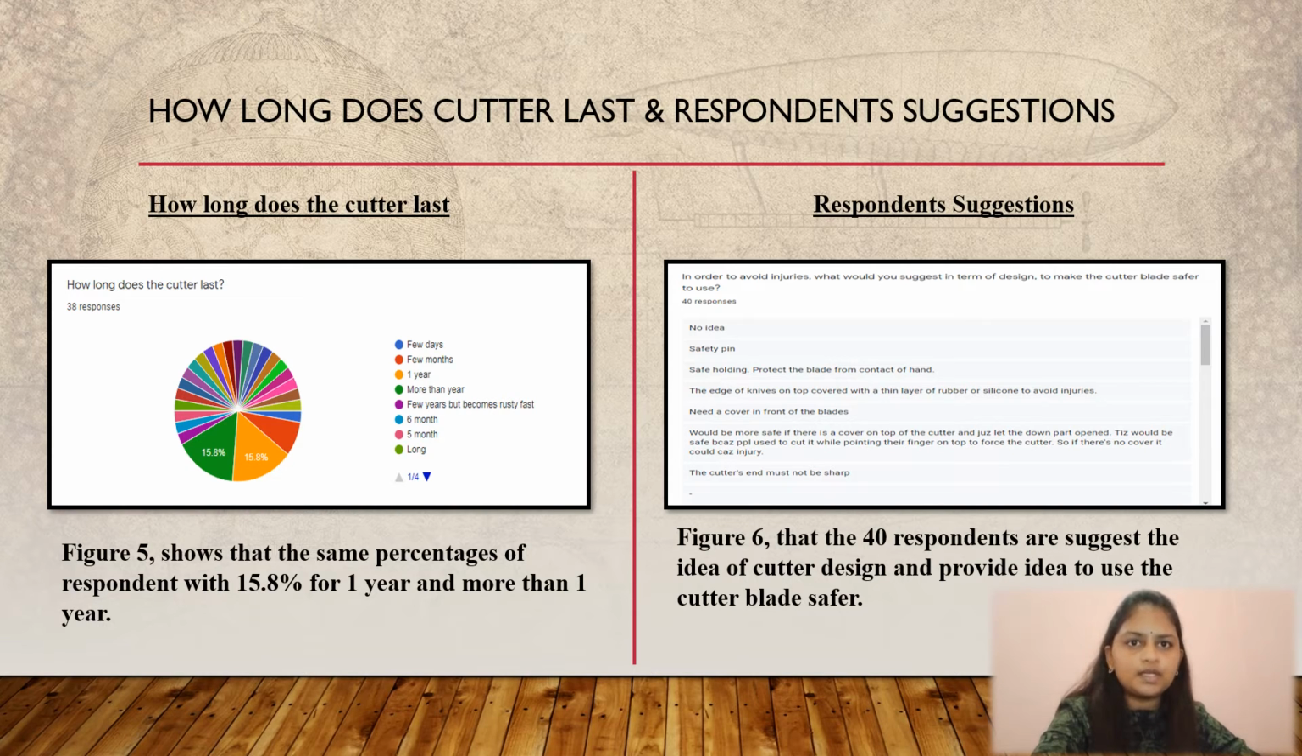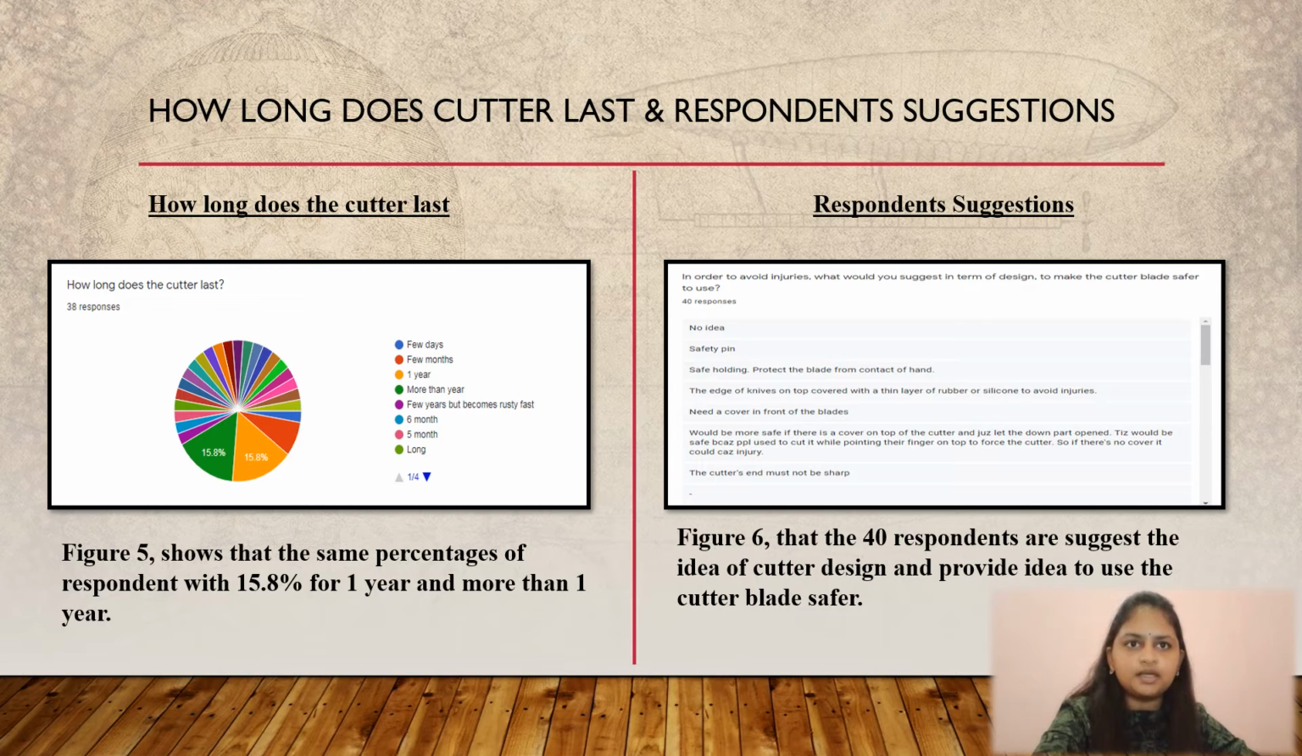The next one is respondent suggestions. In order to avoid injuries, what would you suggest in terms of design to make the cutter blade safer to use? Figure 6 shows that 40 respondents suggest ideas for the cutter design and provide ideas to make the cutter blade safer.